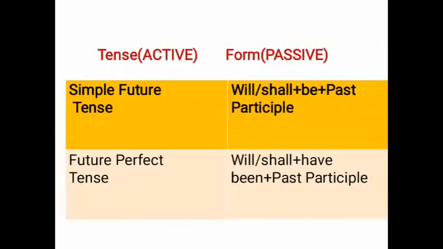Now the future tense. The simple future changes to will or shall plus be plus past participle. The future perfect tense changes to will or shall plus have been plus past participle. In the future tense, the future continuous and the future perfect continuous do not undergo any passive voice form.